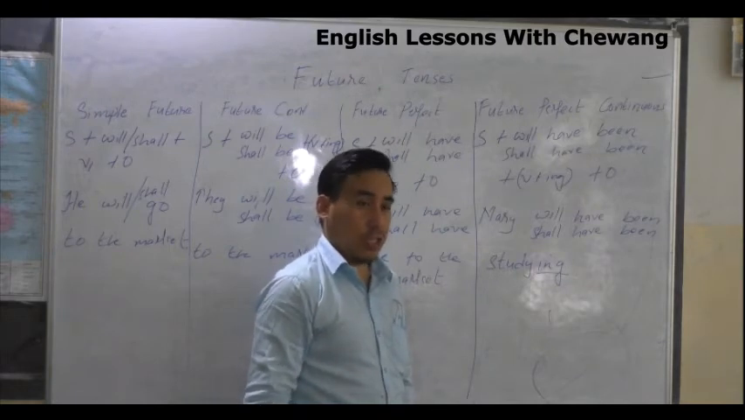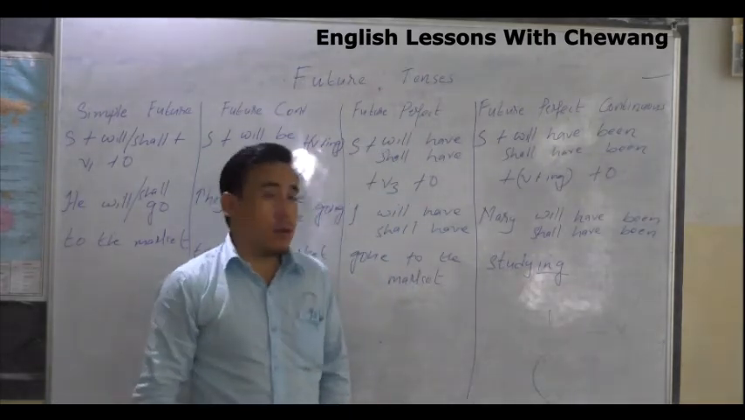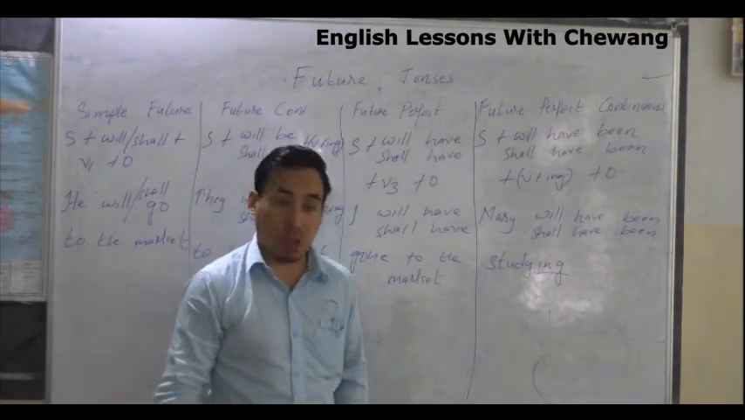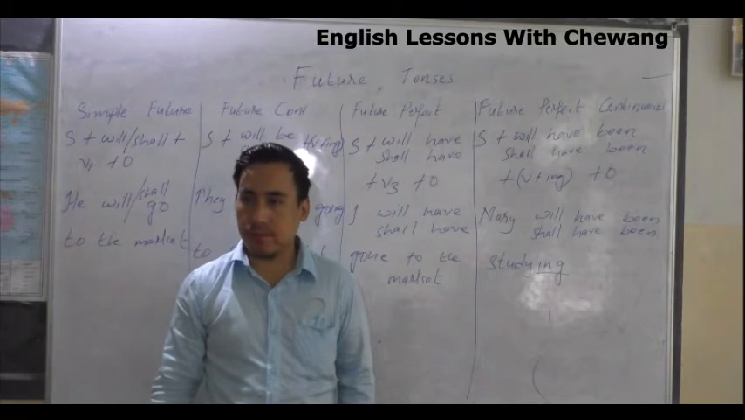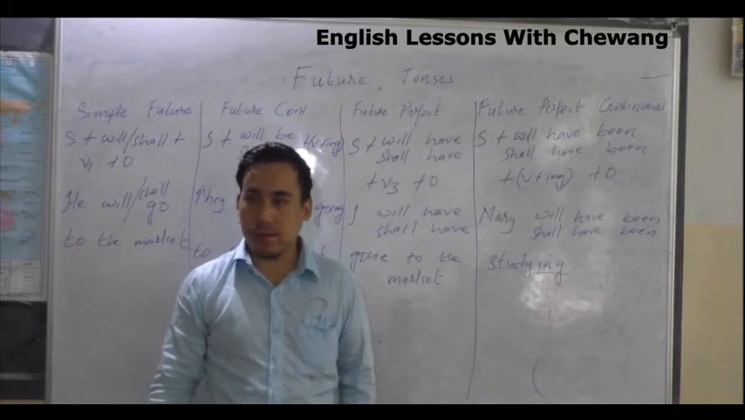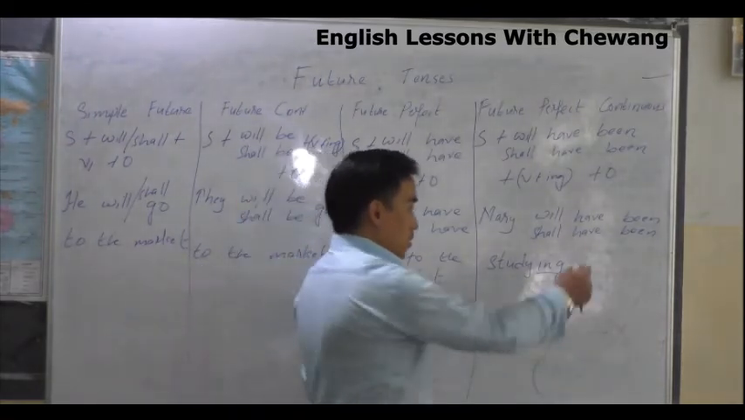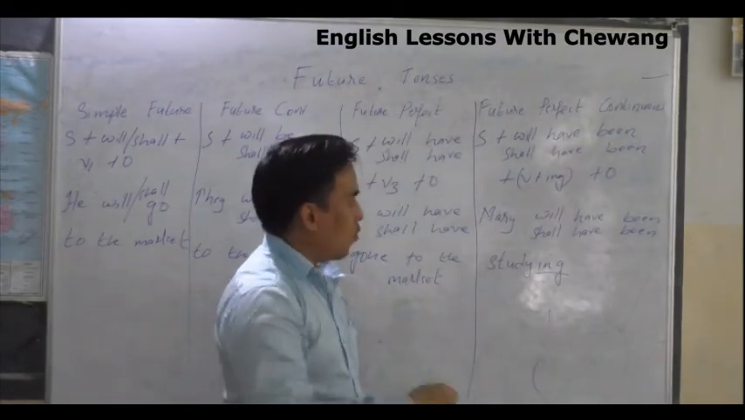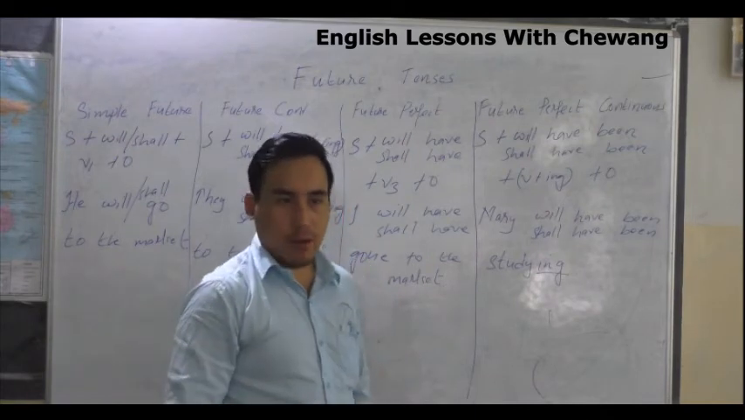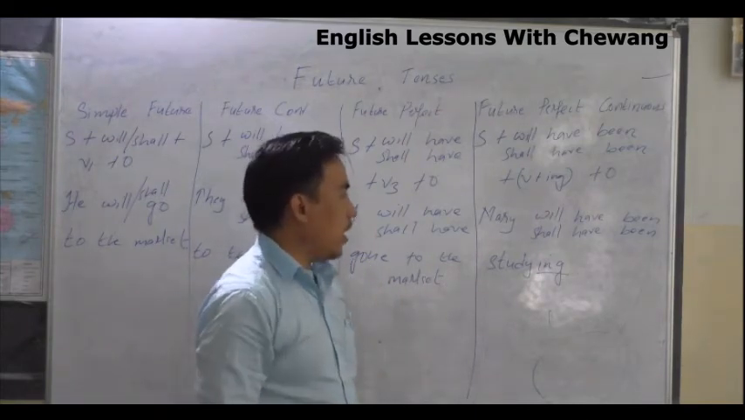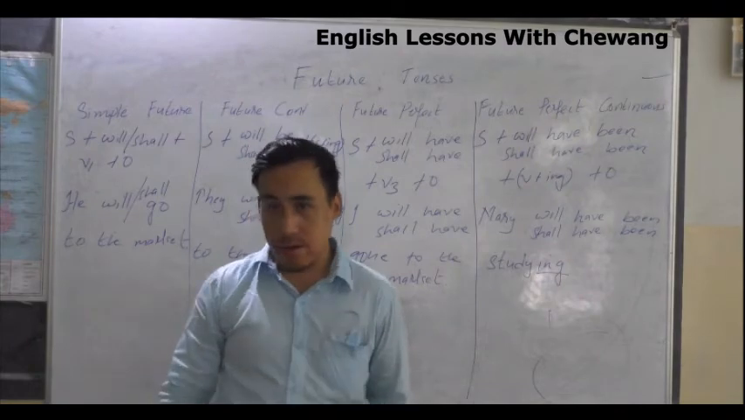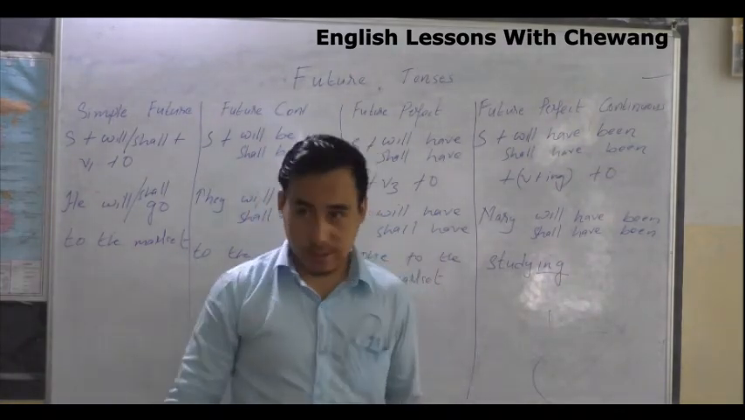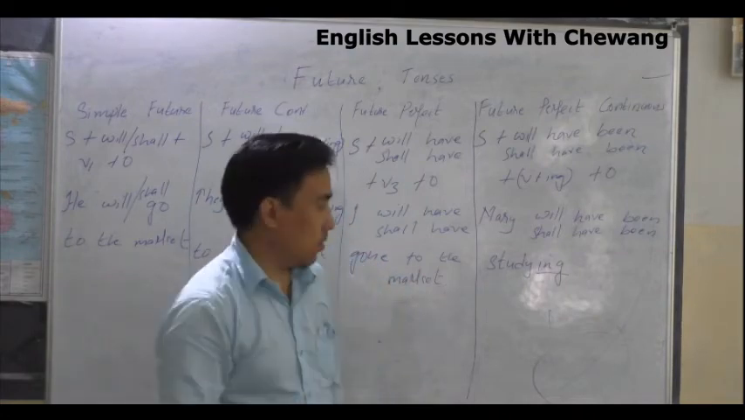If we are to change it into negative, Mary will not have been studying. So the negative will come in between will and have. Alright. Okay, now Mary not will have been studying. Mary will not have been studying. Okay, alright.